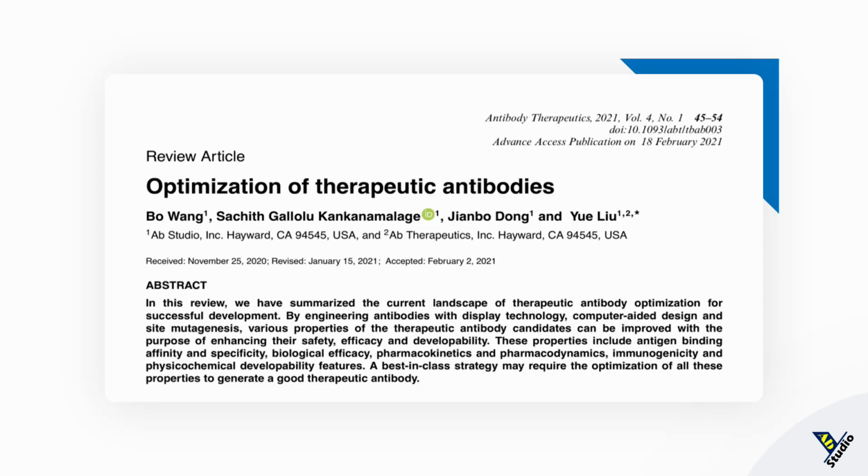This is a review paper published by AB Studio in 2021 talking about optimization of therapeutic antibodies via computer-aided design. So for anyone who has interest and wants to learn more details about antibody humanization and optimization, please feel free to request the PDF link of this paper from us.